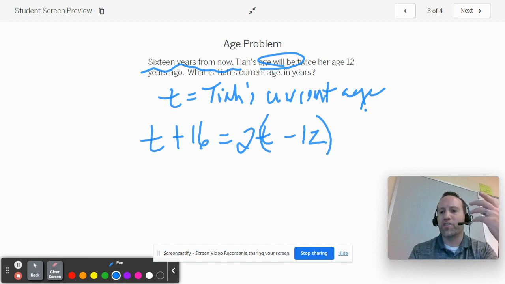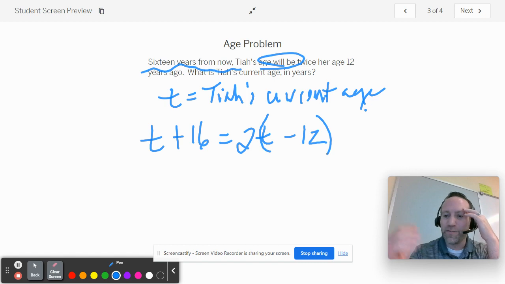Like, let's say her current age is 10, right? That means that we would want to double. Well, maybe 10 is a bad example. Let's use 15. Let's say she's 15 years old. Double her age 12 years ago. You would subtract 12 first, then multiply that by 2. Okay. So that can help you out if you want to use a real number. So what we end up with here, if we solve this correctly, is t is equal to 40. That is her current age.